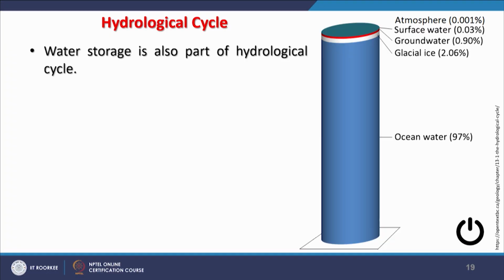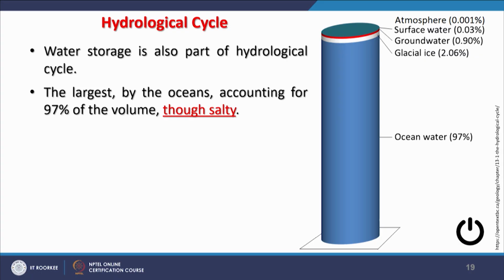So, we are reaching almost the end of this hydrological cycle discussion. Water storage is also part of the hydrological cycle, wherever it is stored, either in oceans, seas, lakes, streams or in groundwater. And the largest is the oceans, of course, as is shown here in the blue part, where 97% of water is stored. Earlier, in the beginning of this course, I also showed the distribution of water, but now we are only discussing where it is stored.